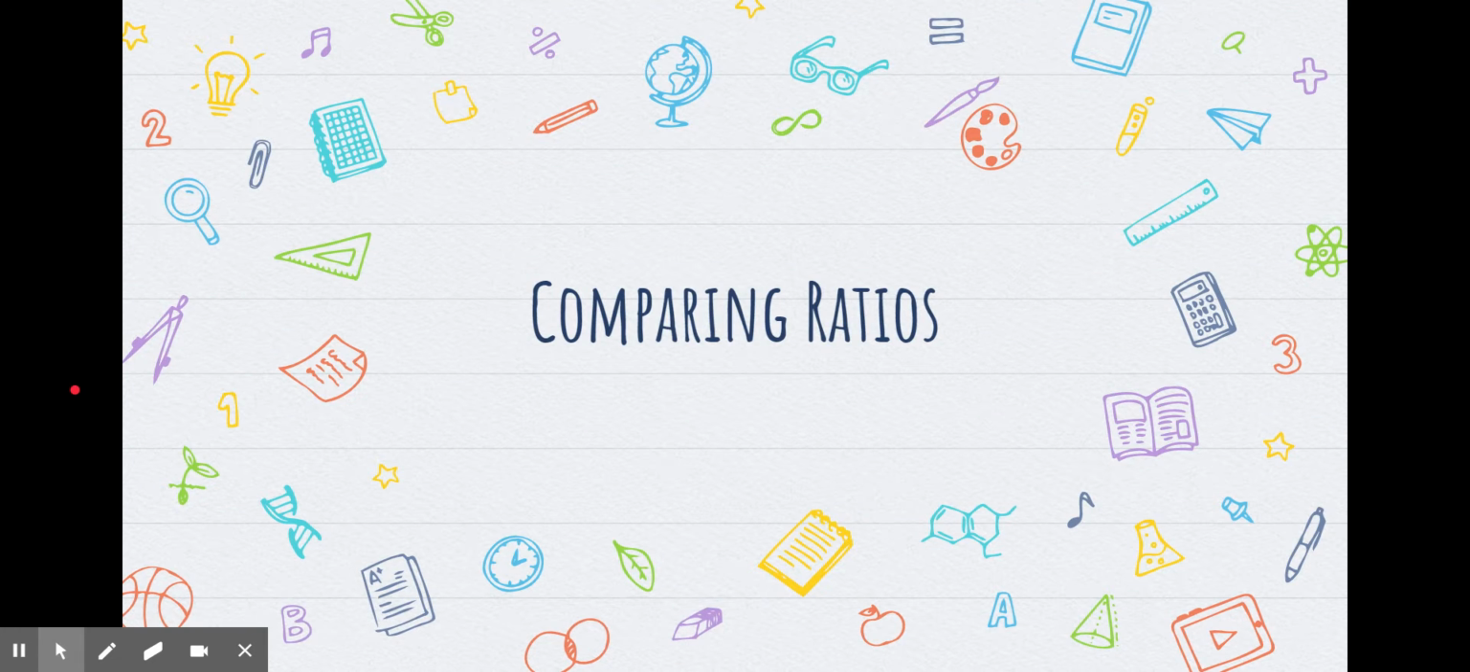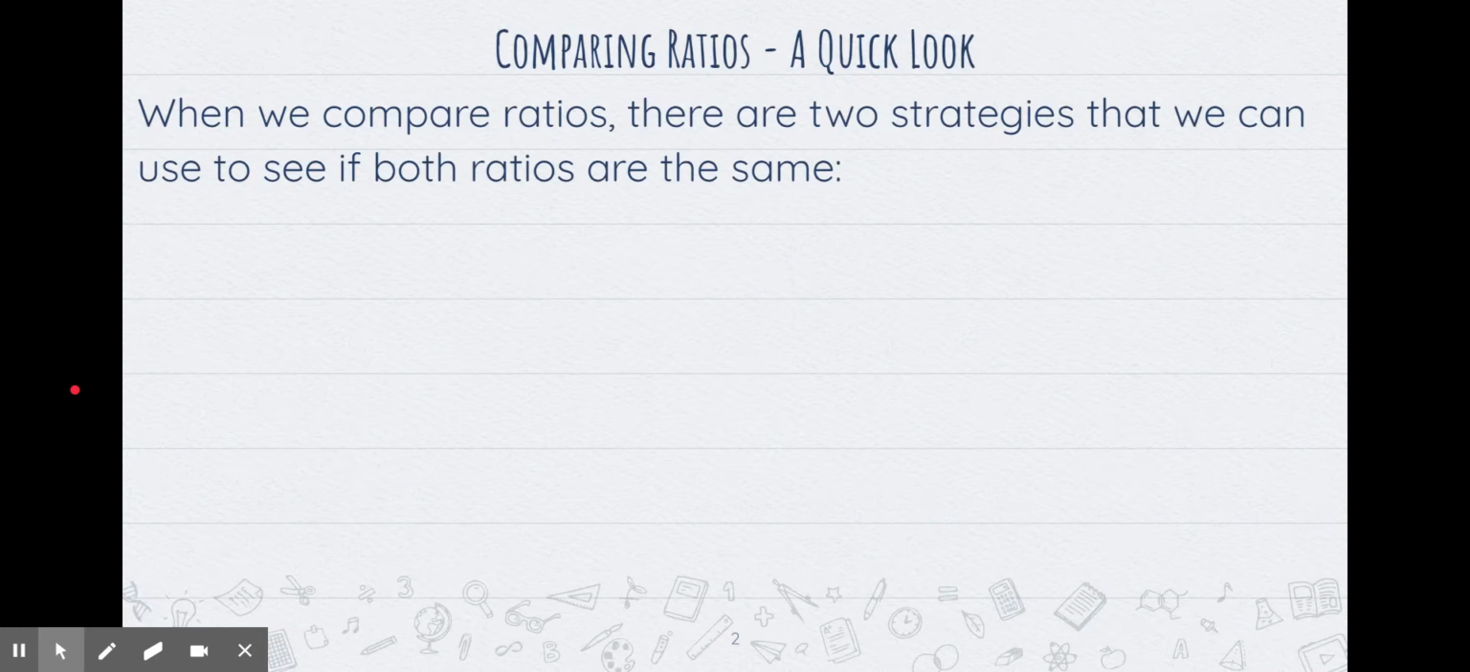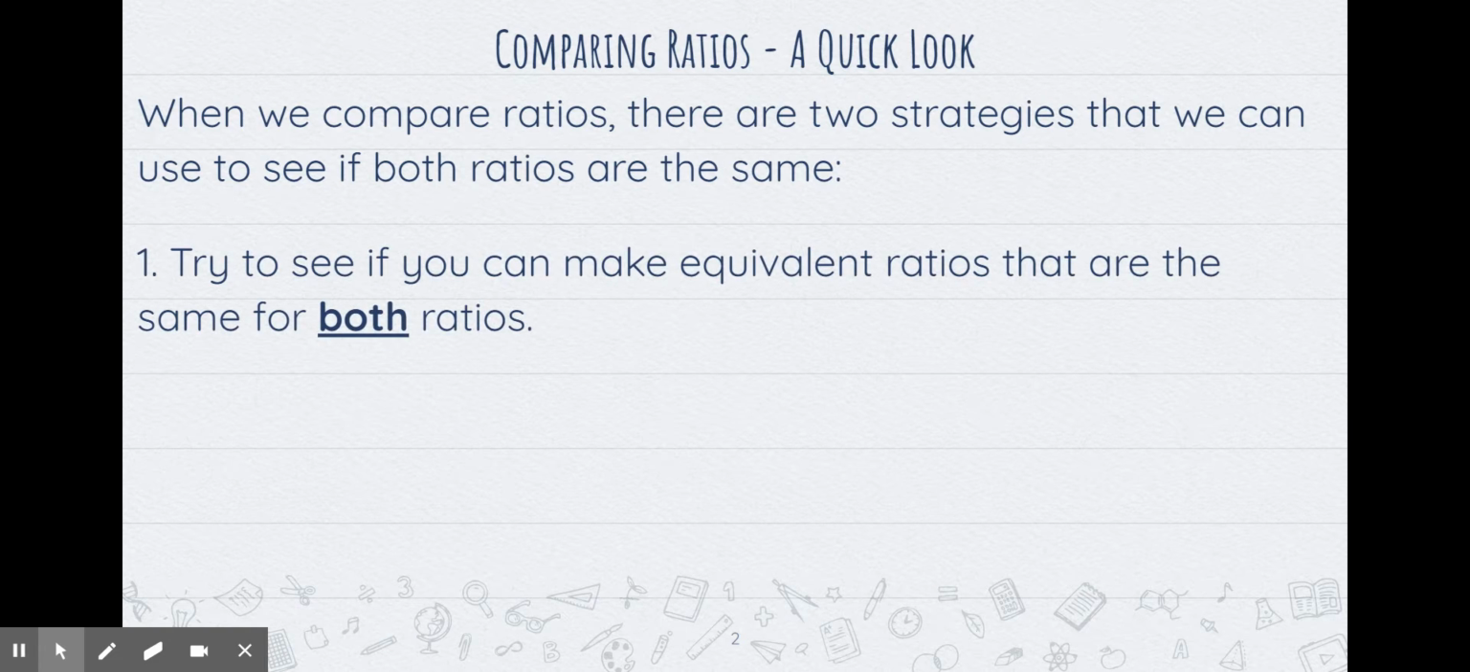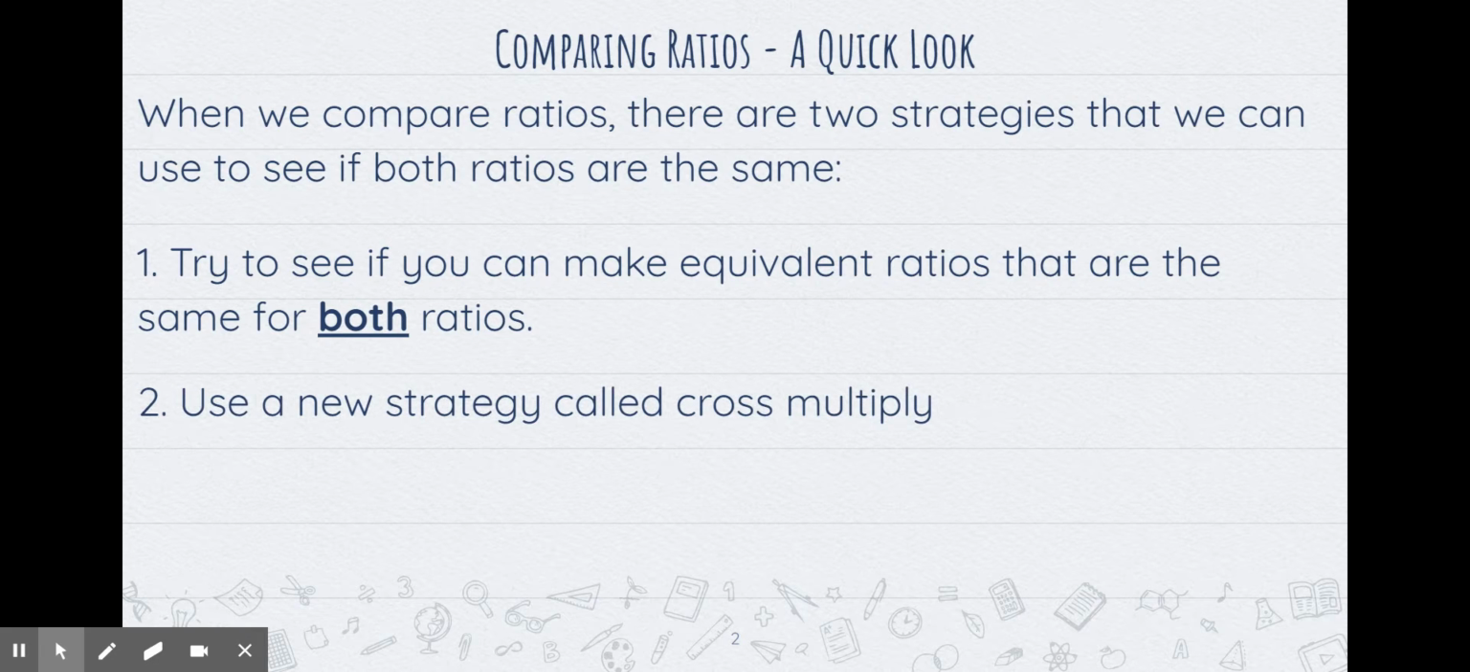Today we're going to start by talking about comparing ratios. So, a quick look at comparing ratios. When we're going to compare ratios, there are two strategies that we can use to see if both of the ratios are the same. Our first strategy is we're going to see if we can make equivalent ratios that are the same for both ratios. The second strategy that we can use is a new strategy that we call cross multiplication.